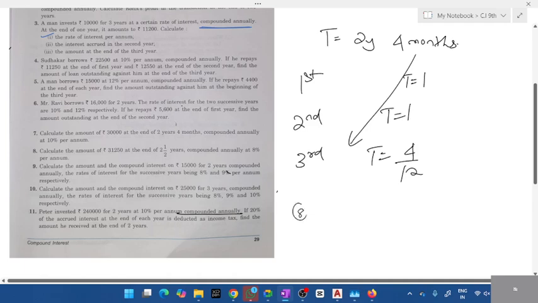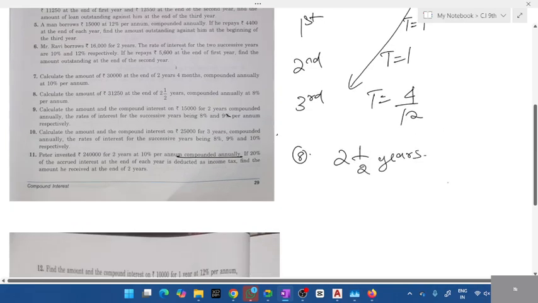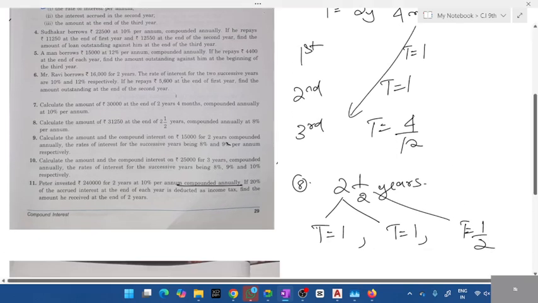Eighth one I want you all to try. For eighth, how will you calculate 2 1 by 2 years? Is any month mentioned here? So for first year, what will be the time period? For first year, t is 1. For second year, t is equal to 1. For third year, t is equal to half. So don't multiply or divide by 12. That is wrong. Month is not mentioned. 1 and a half is given.